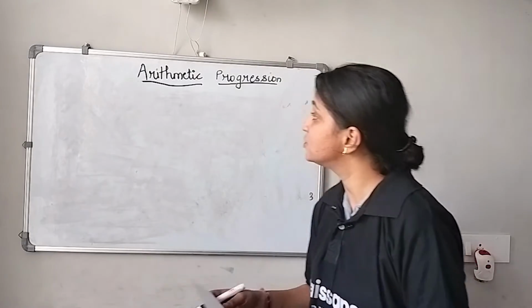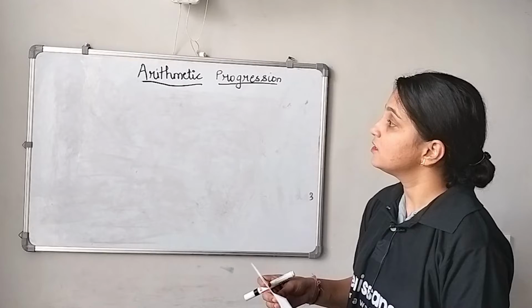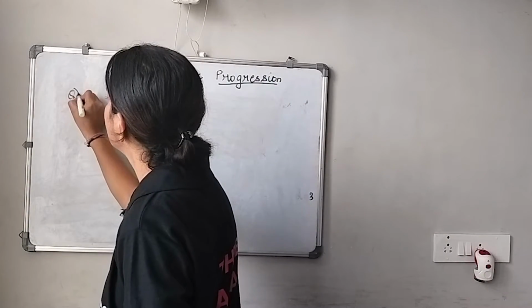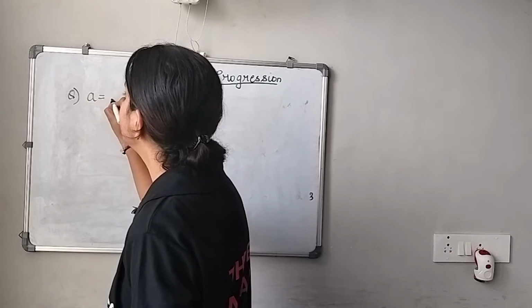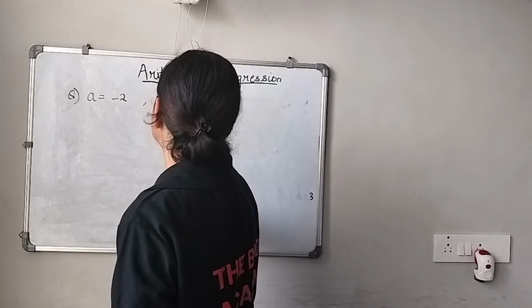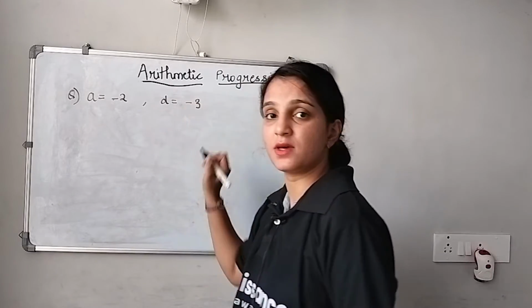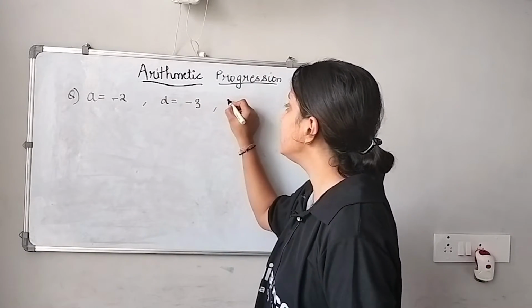Okay, I hope you understood what is arithmetic progression. So we'll try some questions. What if we have A equal to minus 2 and D equal to, suppose, minus 3? Same way, and we have to write 4 terms.